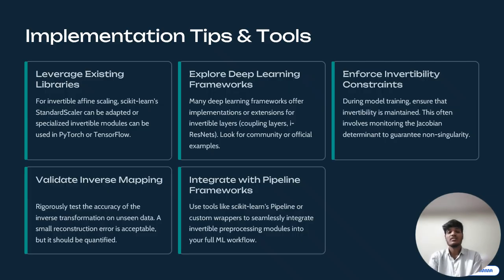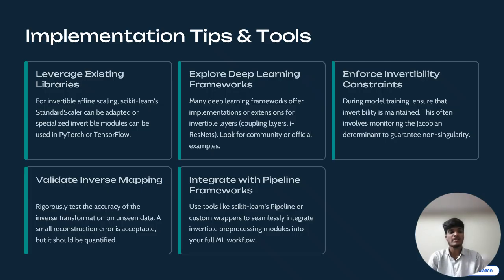So overall, how do we implement this? We need the tips and tools. First, leverage existing libraries, explore deep learning frameworks, enforce invertibility constraints, validate inverse mapping, and integrate with pipeline frameworks. In leverage existing libraries for invertible affine scaling, scikit-learn's StandardScaler can be adapted, or specialized invertible modules can be used in PyTorch or TensorFlow. Explore deep learning frameworks. Many deep learning frameworks offer implementations or extensions for invertible layers.